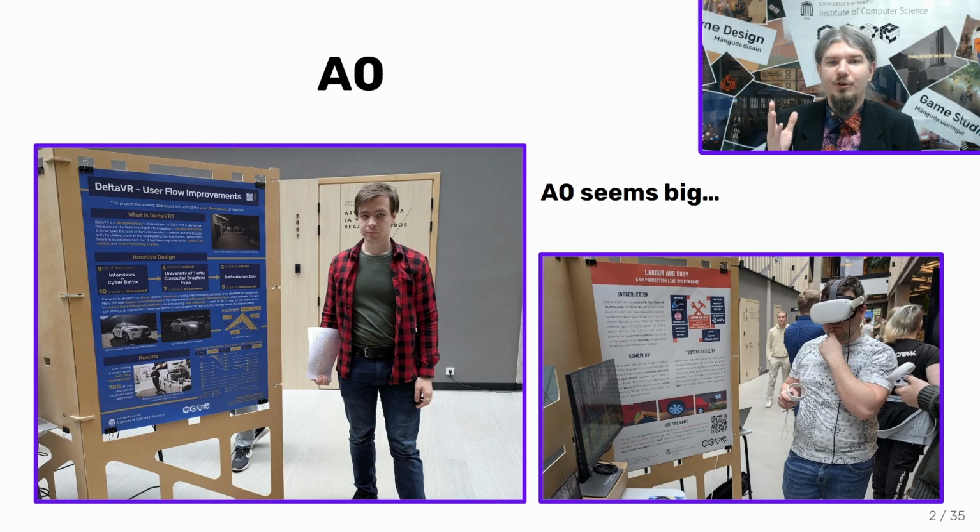Now, your posters are going to be printed as A0, and A0 might seem like a large poster, so it's more than half of your height. You can see a couple of students here with their posters, and it really seems like a big poster. You have lots of space.